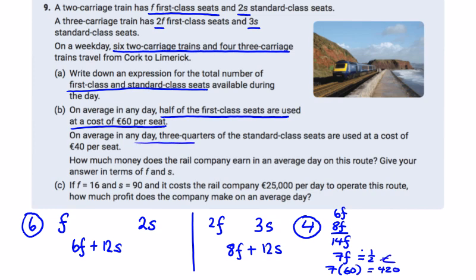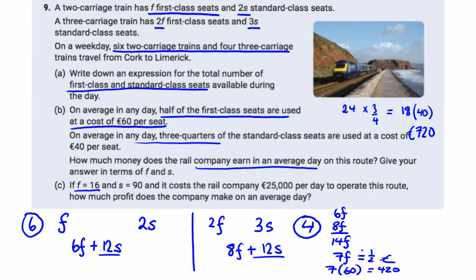On an average day, 3/4 of the standard seats are used. So what have we got for standard? We have 12 and 12, 24. So 24 by 3 over 4 is 18 of these are used. And what's the cost of these? 40 per seat. 4 18s are 72, so 720 euros for your standard seats. And that's how much money the rail company earn in an average day.